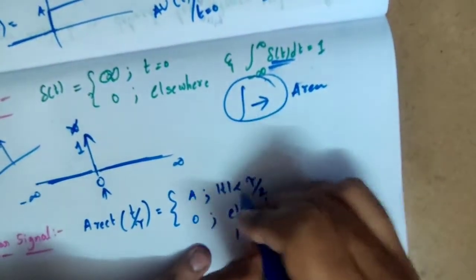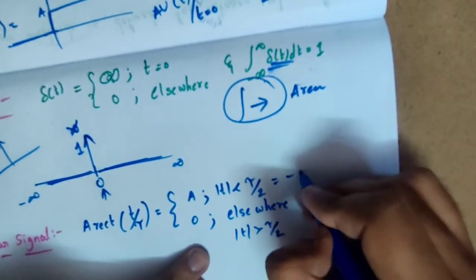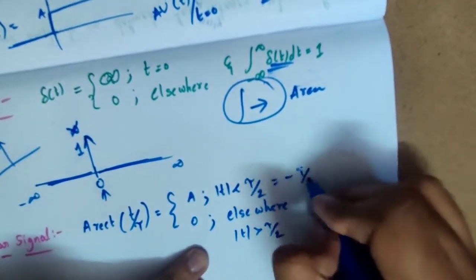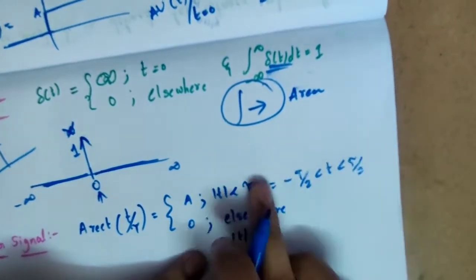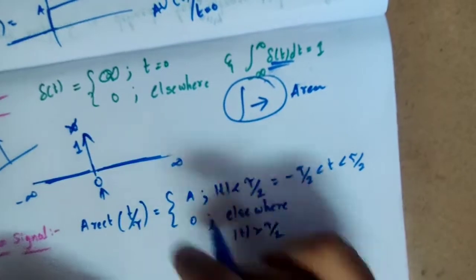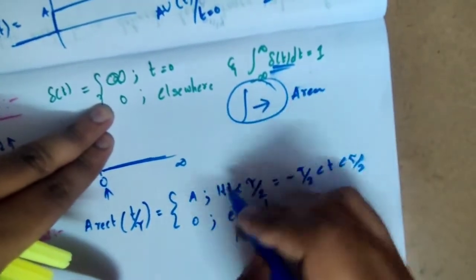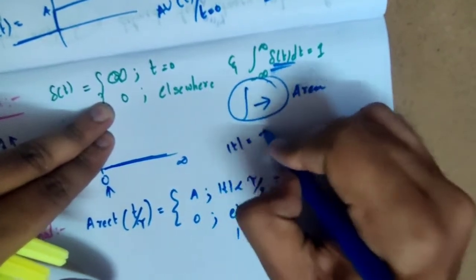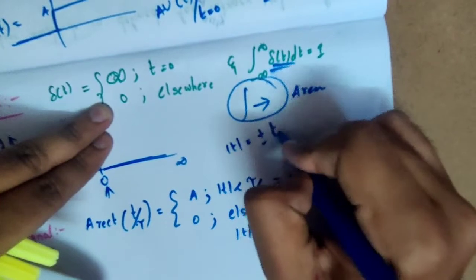So when you say mod t less than tau by 2, what does it mean? It is minus tau by 2 less than t less than tau by 2. I know many of you must be knowing how this comes from this expression. If some of you don't know, let me clarify. So what is mod t, plus or minus t? At least you must be knowing this.